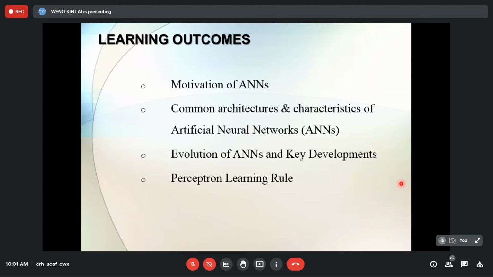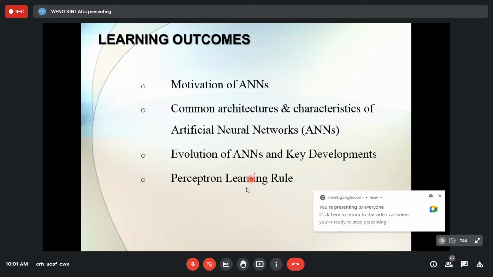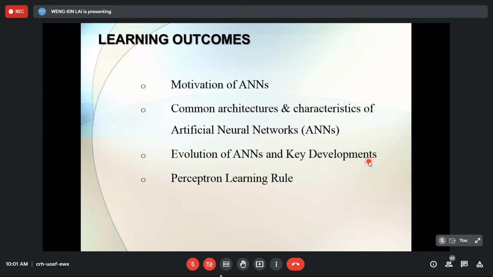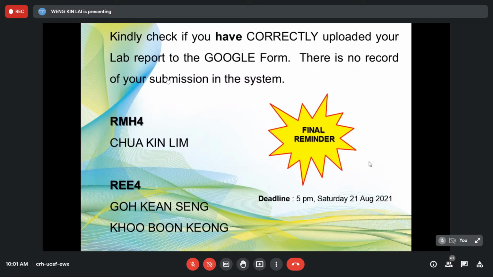Okay, we will continue with where we left off the other day, which is just before the introduction to the perceptron and the perceptron learning rule. Now, before I move on to the topic, I just want to check with you. Are there any questions that you may have for me? Maybe there are some parts that are not very clear, or you want to seek further clarifications.